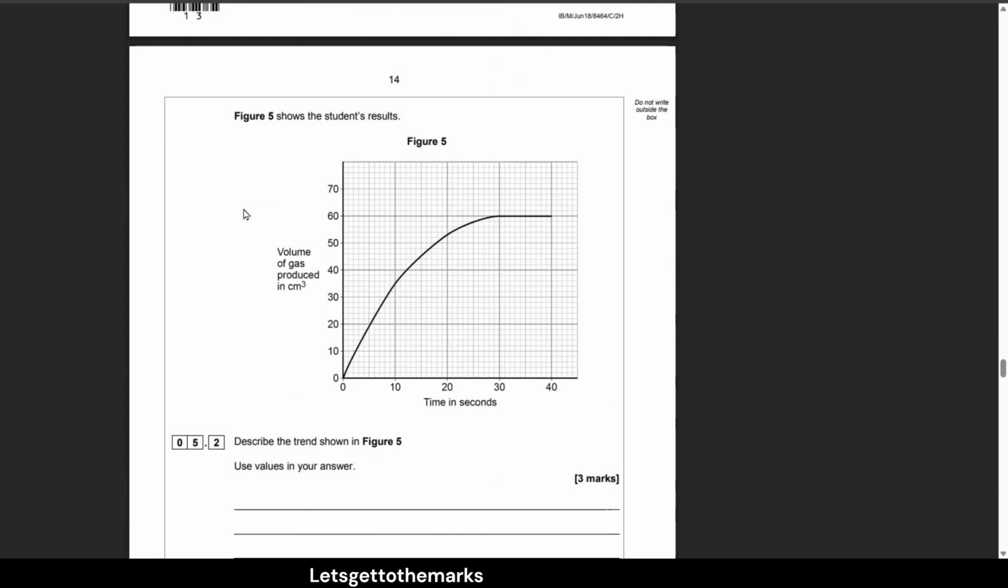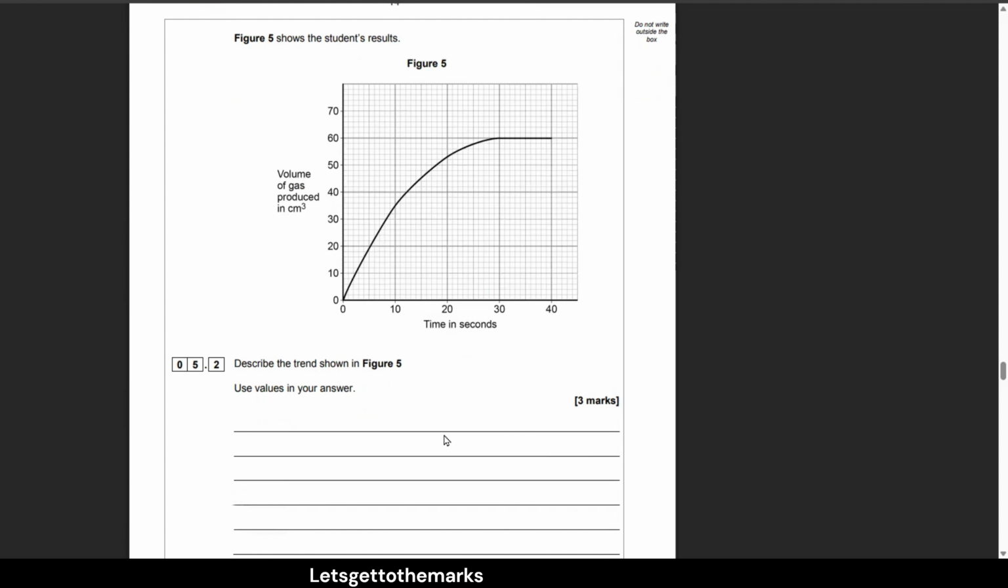Okay, we've got a graph. Figure 5 shows the student's results. Here's the volume of gas produced, and that gas is obviously carbon dioxide. Now, this says describe the trend shown in figure 5. Use values, 3 marks. Normally they're 2 marks when you describe the trend. All we need to do here is describe, no explanation. You don't need to talk about chemicals reacting, anything like that. You just need to describe the line, and what's going on in terms of what you can see.